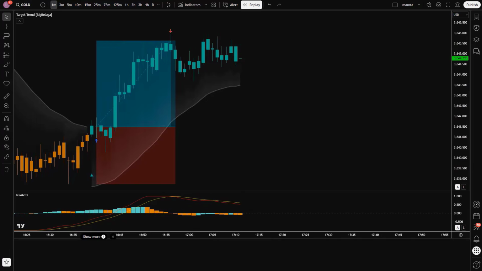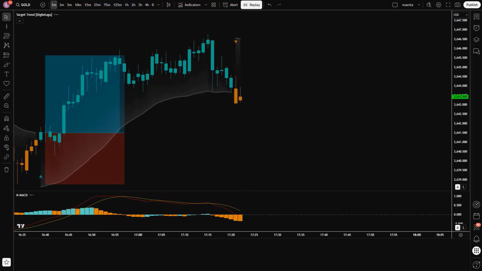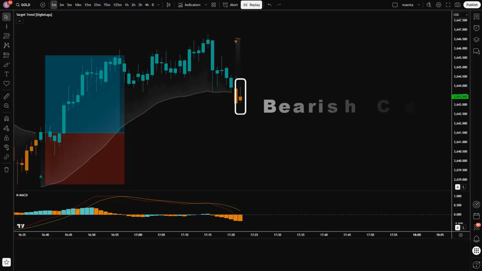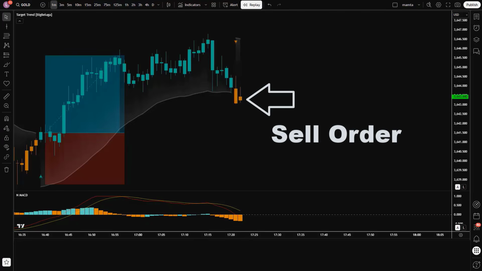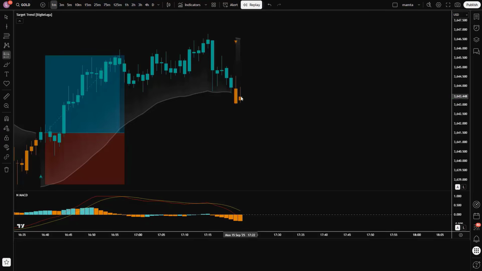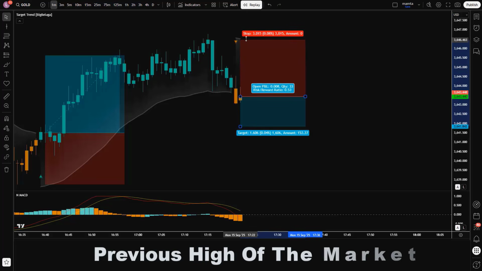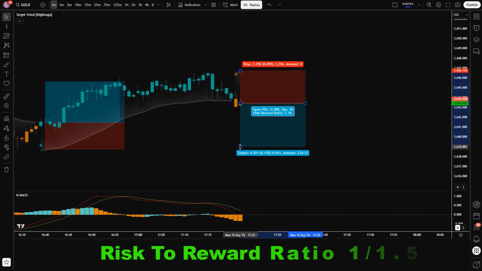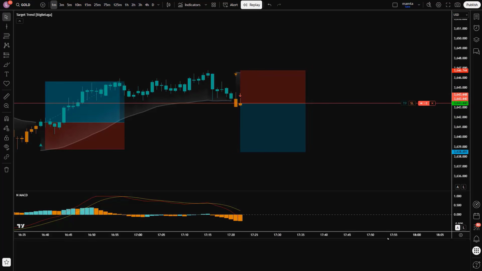Let us now understand the short position. When the Target Trend indicator gives us a sell signal, when the Normalized MACD indicator shows yellow color columns, and when the market forms a bearish candle, if this condition is fulfilled, then we will place a sell order. Our stop loss is the previous high of the market. And the risk to reward ratio will be 1:1.5.